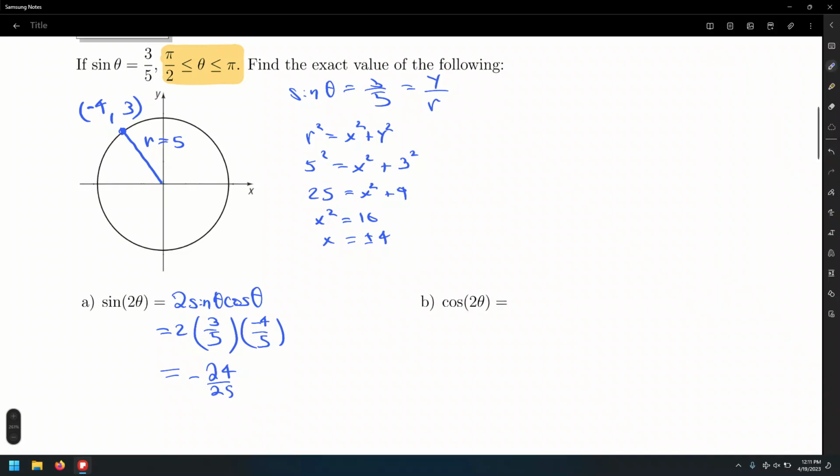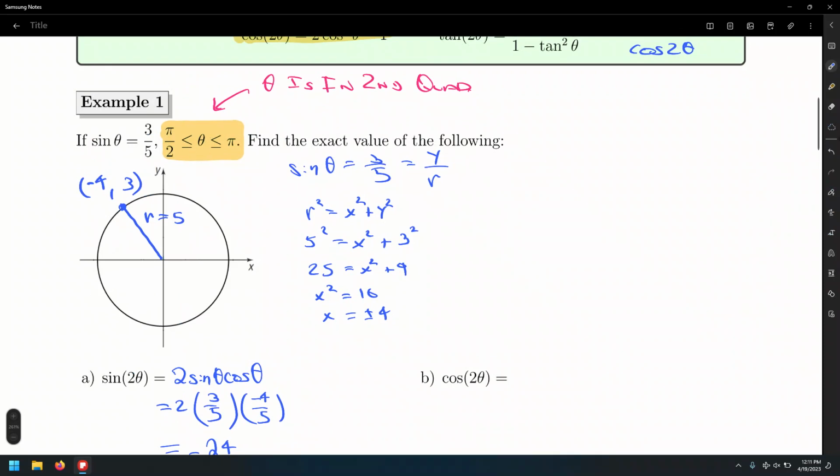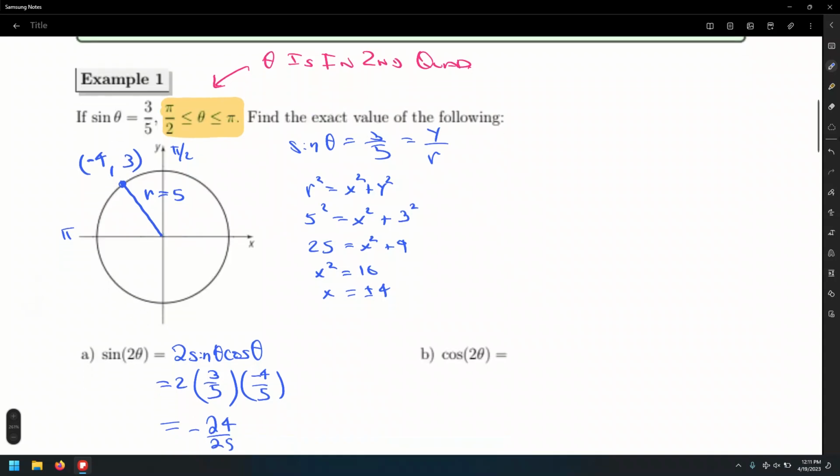Yes? Oh, I didn't know there was a quadrant 2. Oh, it's this inequality here. In some cases, they will literally tell us, if sine theta equals 3/5 in the second quadrant, sometimes verbally, and sometimes using this inequality notation. Because in this case, this is pi over 2, that's the positive y-axis, and pi, so that covers the second quadrant. So that's the inequality way to show it.